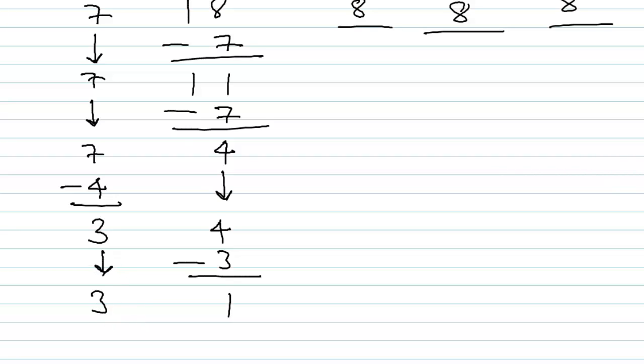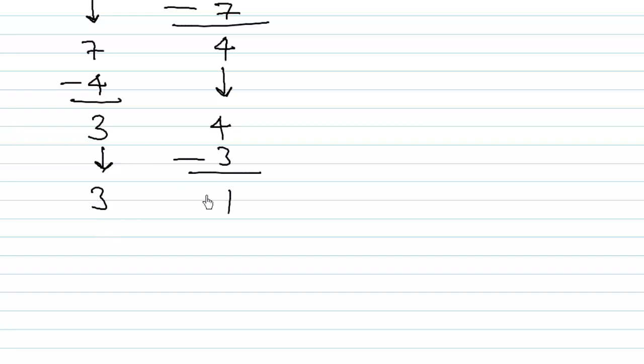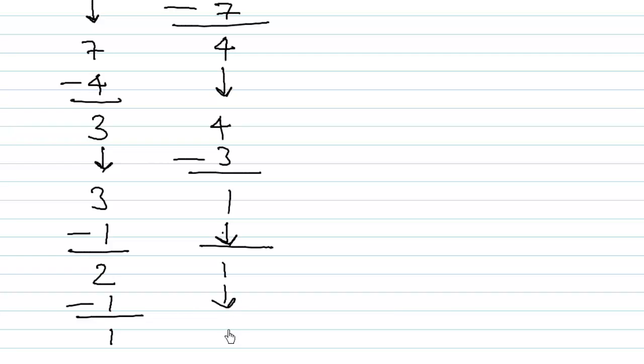And now 1 is smaller. So we're going to subtract 1 from 3, and we have 2. Bring down the 1 as it is. And still 1 is smaller. Subtract 1, and we'll get a 1 on both sides. So since both the numbers are equal, now we have the HCF. So the HCF of these two numbers is 1.